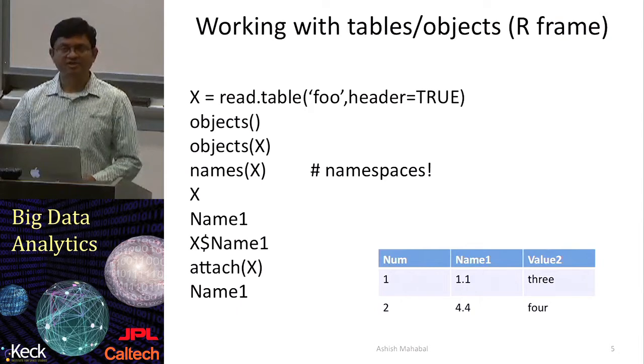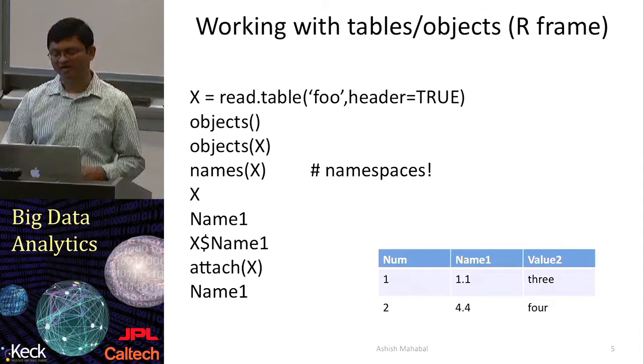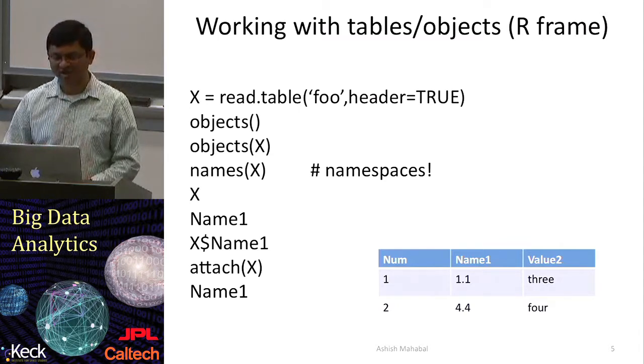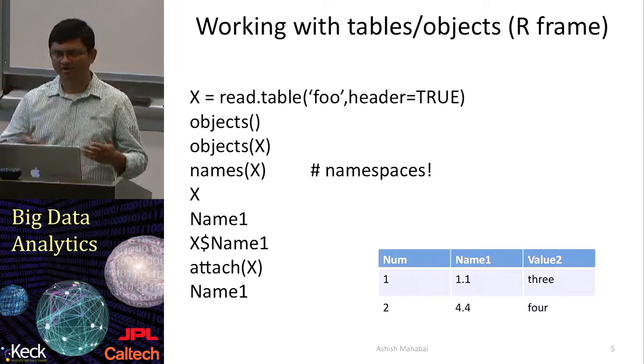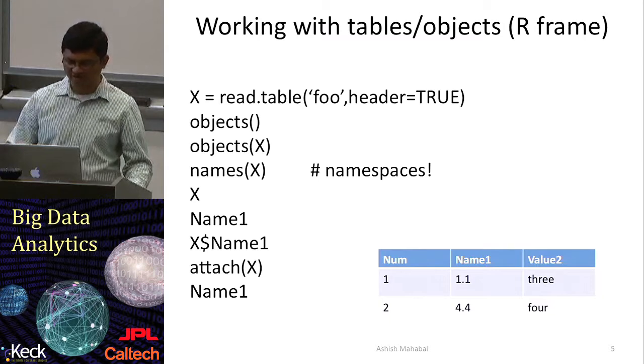That is where namespaces come in. That's another thing that we had talked about in the best programming practices. So you should try not to modify things by combining namespaces. But if you have to do that, or if you're going to use only one namespace, you can do that by saying attach(X). When you do attach(X), then the objects within X become available to you on the command line or in the enclosing environment that you're using. And after that, if you say name1, then you will see the column called name1.